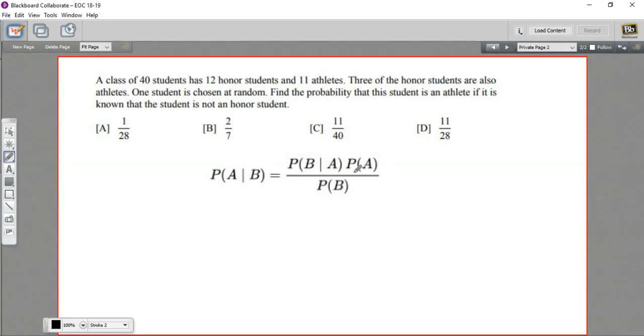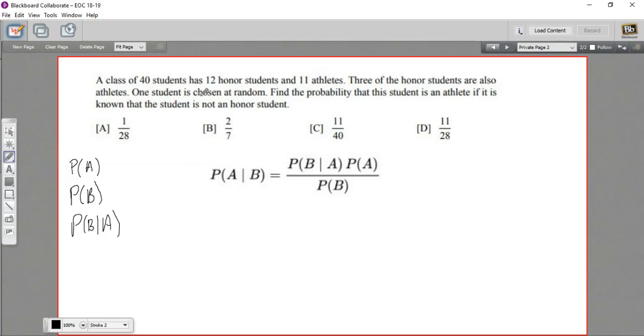So I think the best thing to do is to list all the things we need. So we need the probability of A, we need the probability of B, and we need the probability of B given A to calculate this probability of A given B. But we also need to figure out what these things actually mean in the context. Let's just read this problem first and see if we can sort this out.